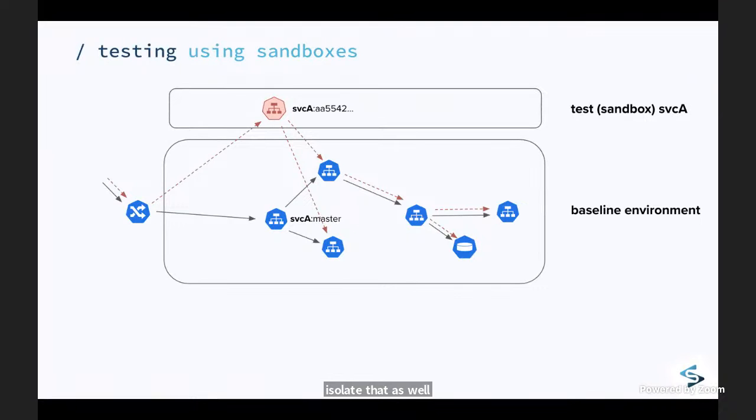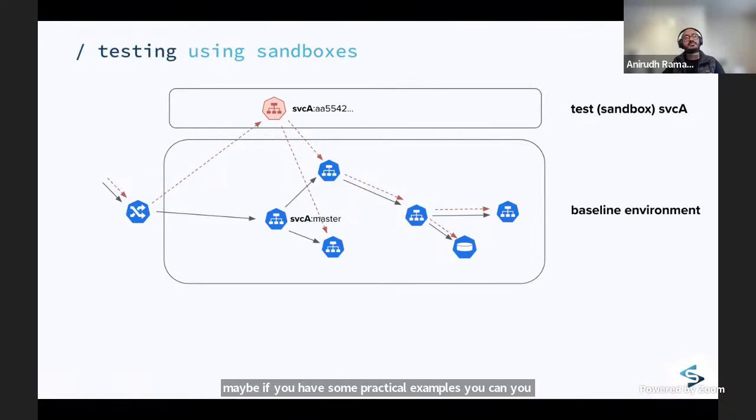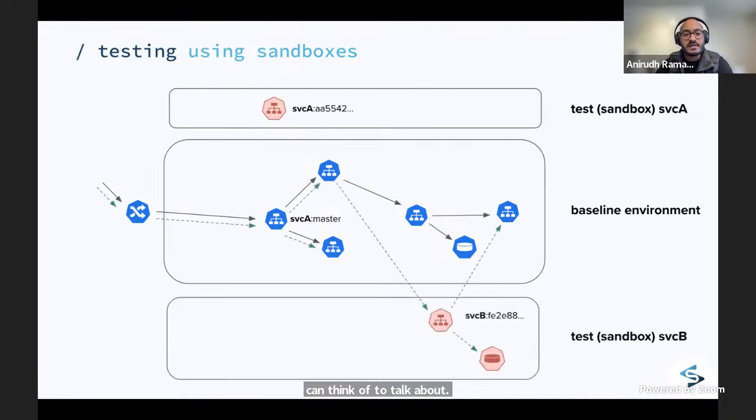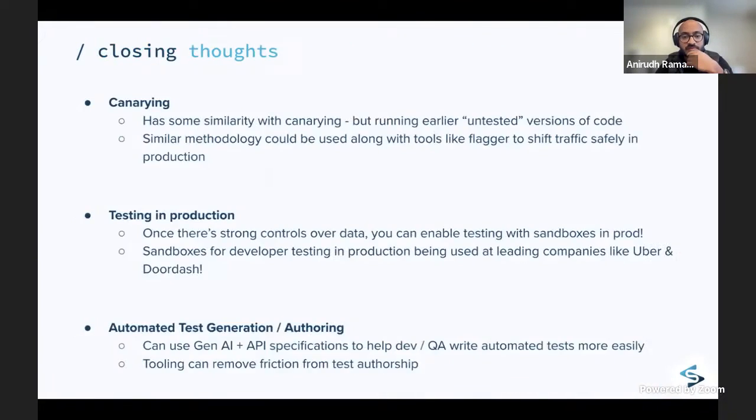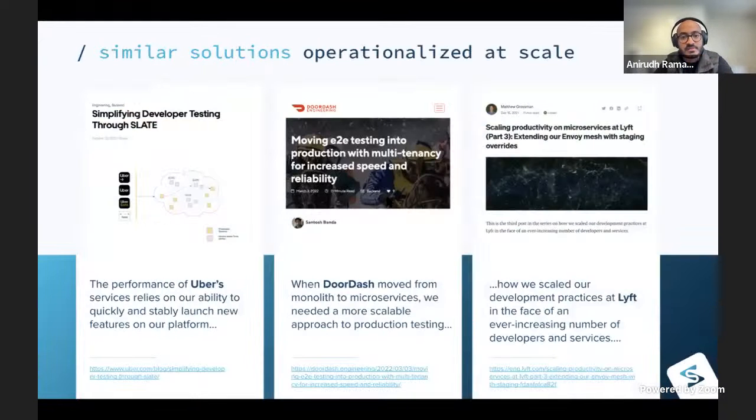So one more question. If you don't mind, can you show some practical examples? Now, show might be hard, but maybe if you have some practical examples you can think of to talk about. Practical examples. There are tons of blog posts that I can share. I think these blog posts themselves might be pretty detailed, but let me see.